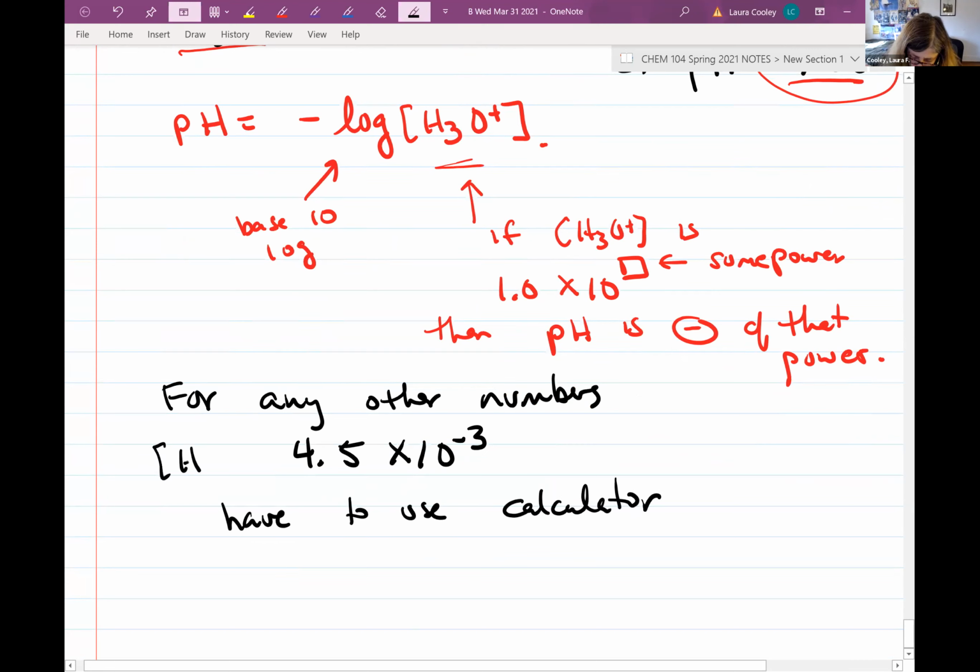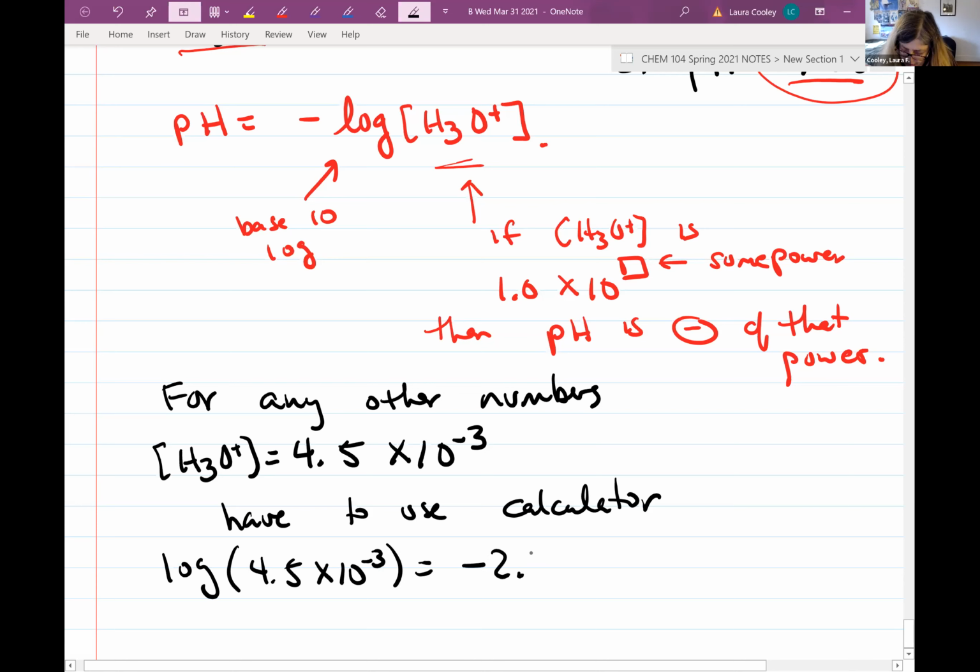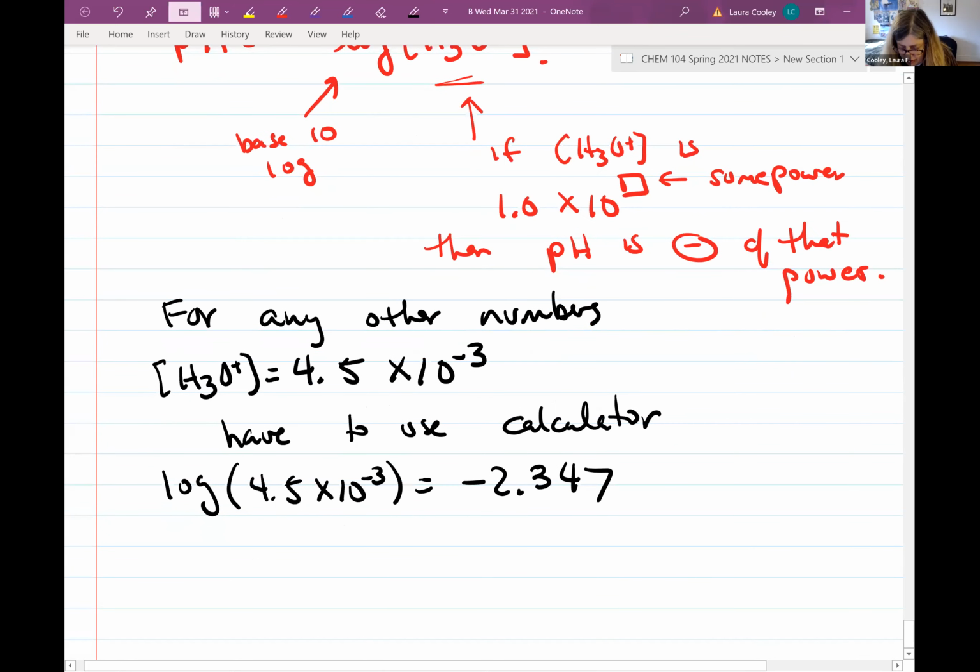So if this is the H3O plus concentration, you simply take the log of that number, and it is, try it out on your calculator. Negative 2.347. You take the negative log, so you change the sign. So the pH is 2.35.